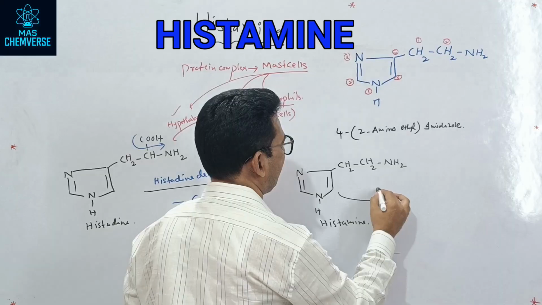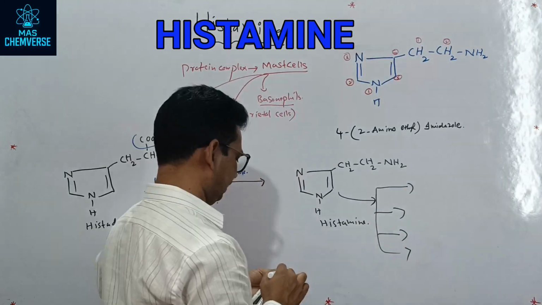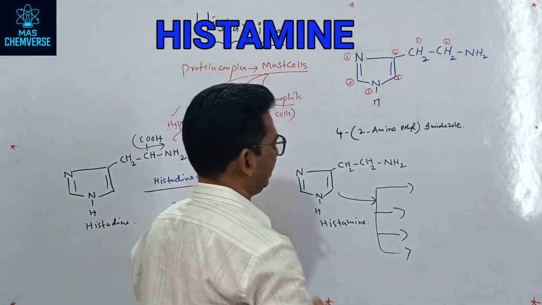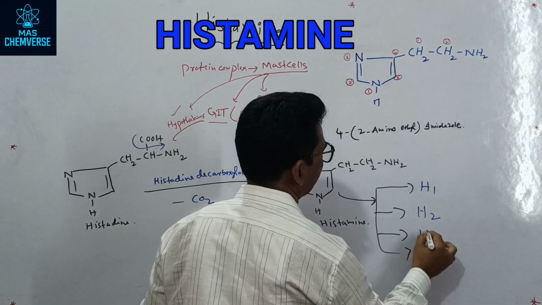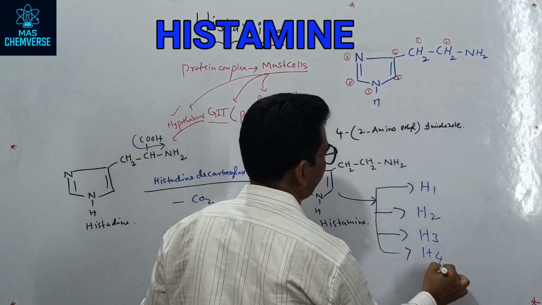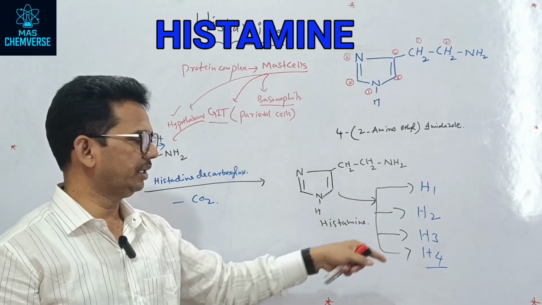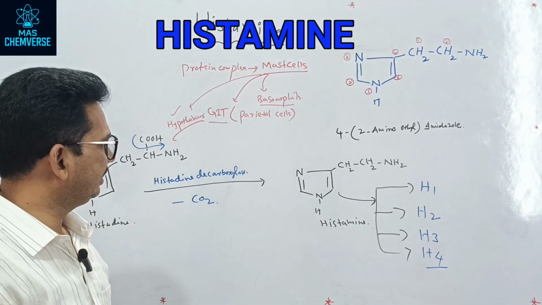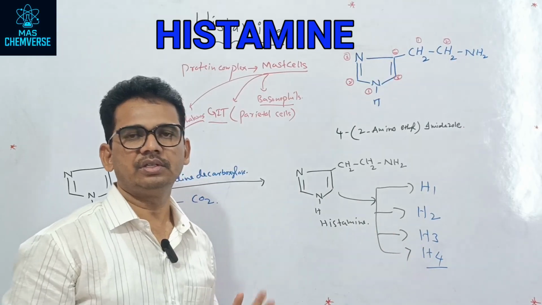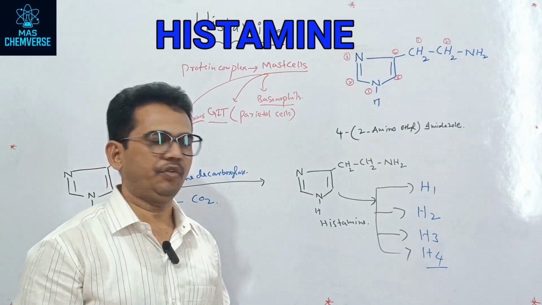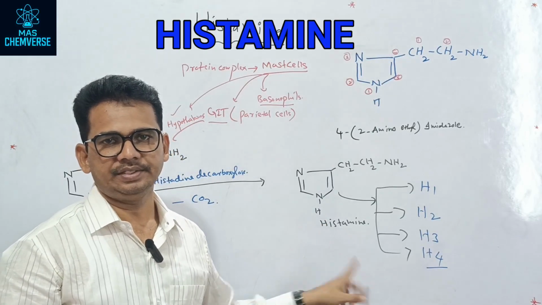What are those 4 receptors? We studied that in pharmacology. One is called H1, another one is called H2, another one is H3 and H4. Histamine produces its action through these 4 receptors. Do we require these actions through H1, H2, H3, H4? No, we don't require. We have to control this histamine.